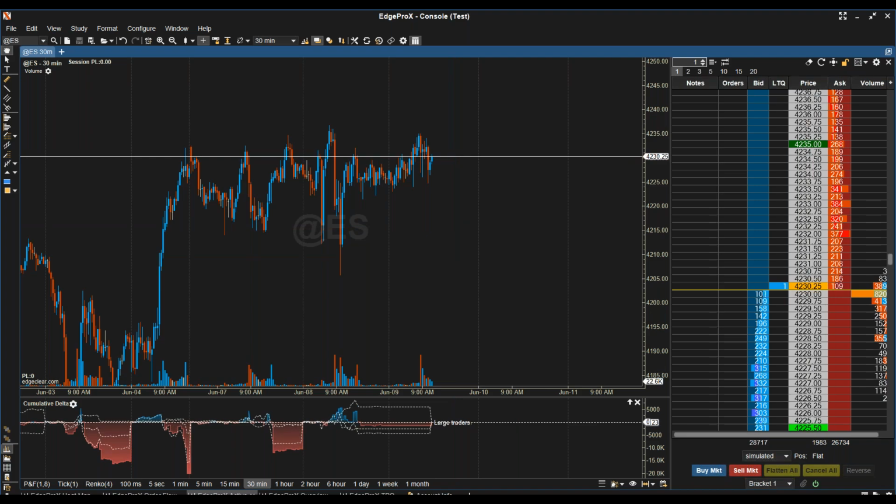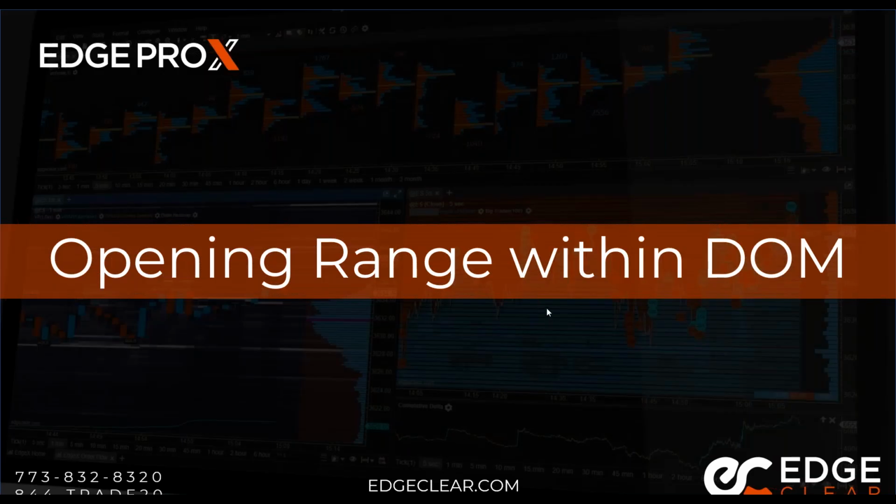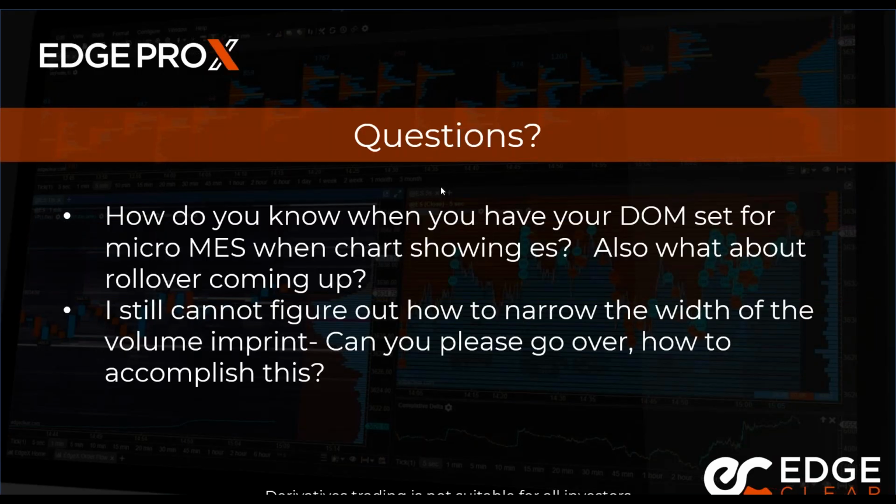But moving forward, we had people submit questions prior to the webinar, so I was going to go over this just for those people that submitted them. The first question is, how do you know when you have your DOM set for micro MES when the chart is showing ES? Also, what about rollover coming up?